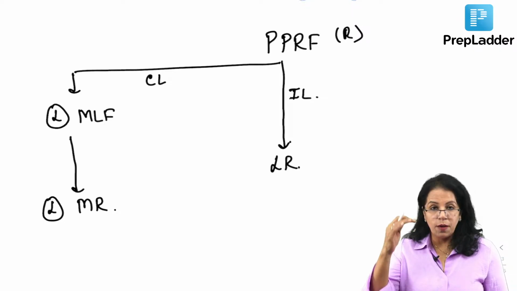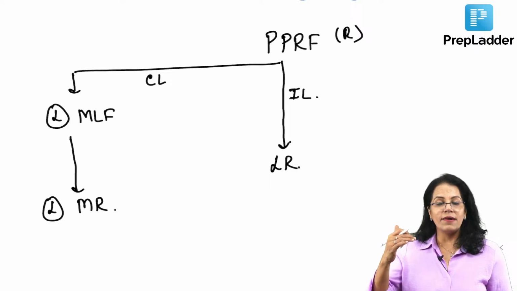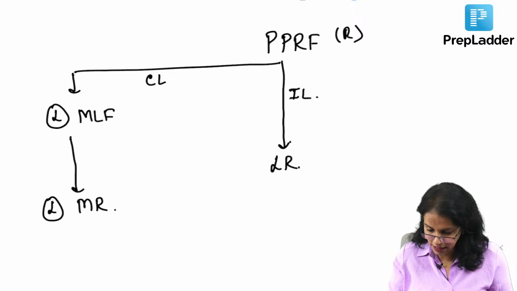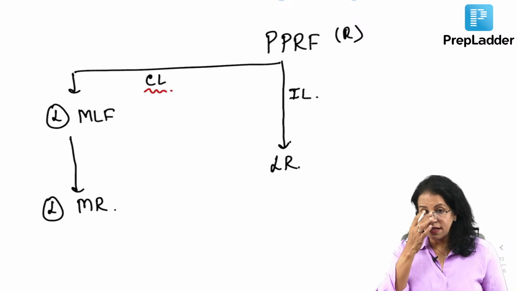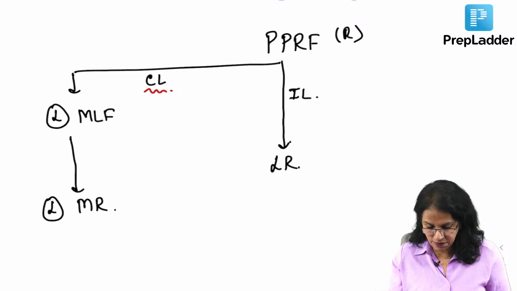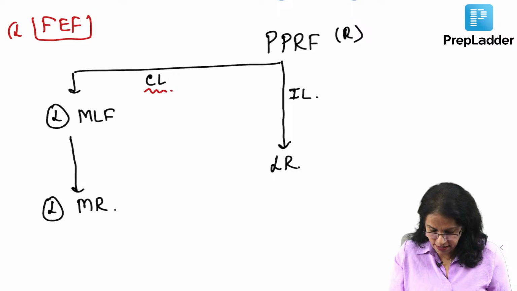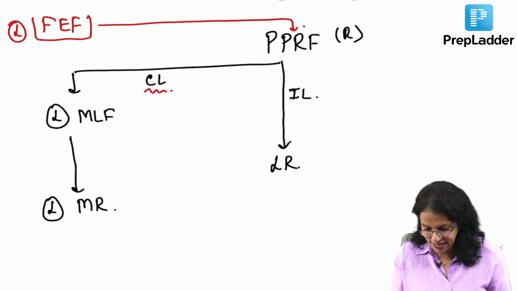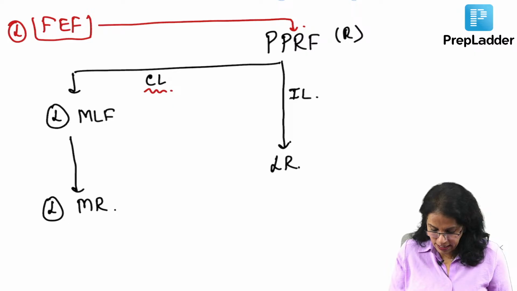So ipsilateral is PPRF and LR. MLF and MR are also ipsilateral. What is contralateral? One side PPRF and the other side MLF. Simple. And last point, the PPRF is maintained by the contralateral FEF, frontal eye field. So it is the left-sided frontal eye field which is managing this PPRF. So please learn this, and any lesion in this MLF is what is going to cause INO.